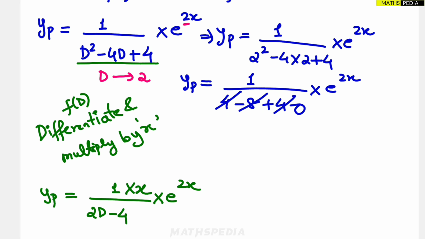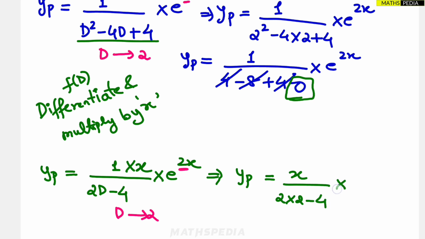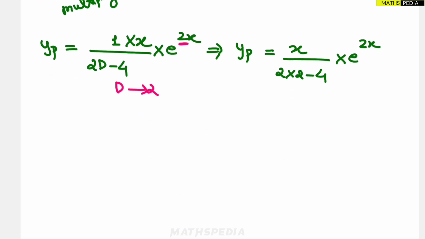You have to do this step whenever you are getting this value as 0 after substituting the a value. Now what is the equation we are getting? x divided by this thing. Now you have to substitute again the d value as a, which is nothing but 2. So yp will become x divided by 2 into 2 minus 4, into e power 2x. If you observe again, here again trouble has come. Yp is equal to x divided by 4 minus 4, which is nothing but 0, right? Into e power 2x. So again the denominator has become 0.